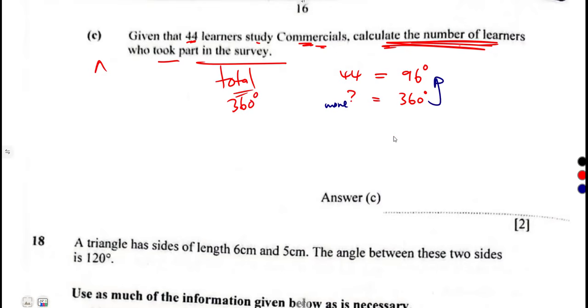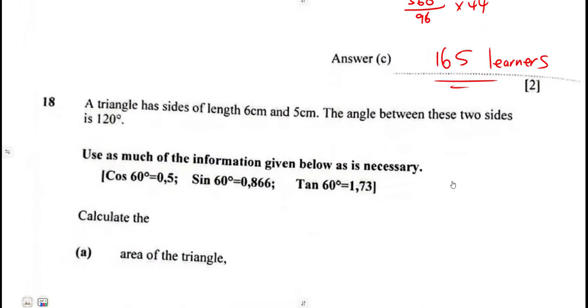So you can simply use our proportion: 360 over 96, then you multiply by 44. I want you to reduce this. You're going to obtain 165 learners if you reduce this properly. So please do reduce by the smaller number, and so on up to the final answer. That is how we can play around with these typical questions.